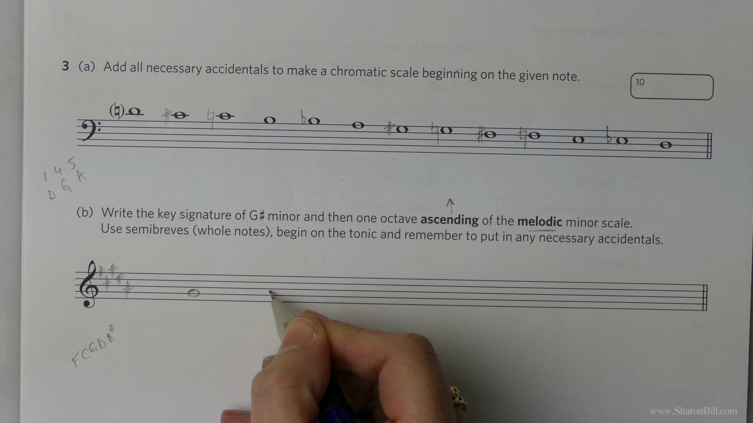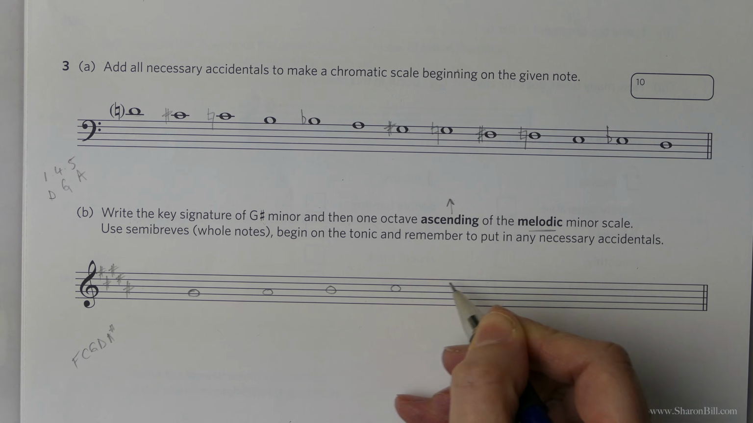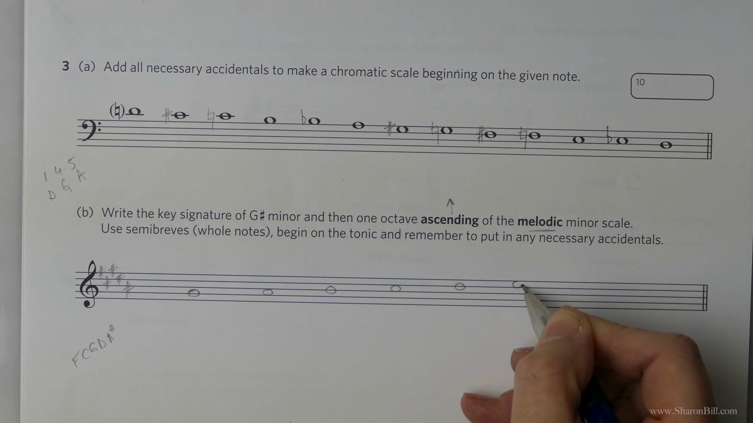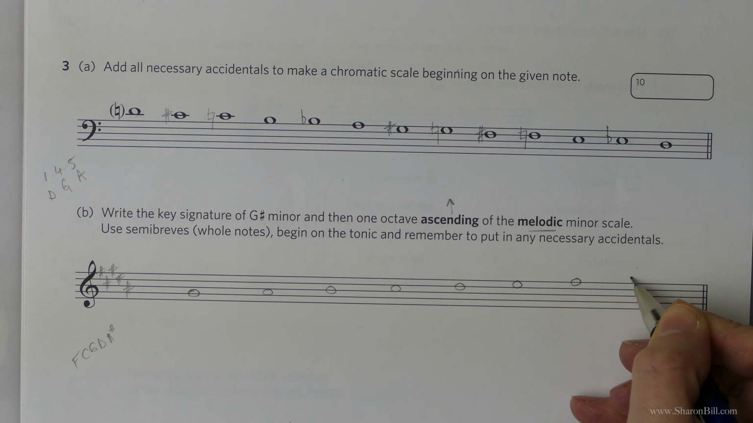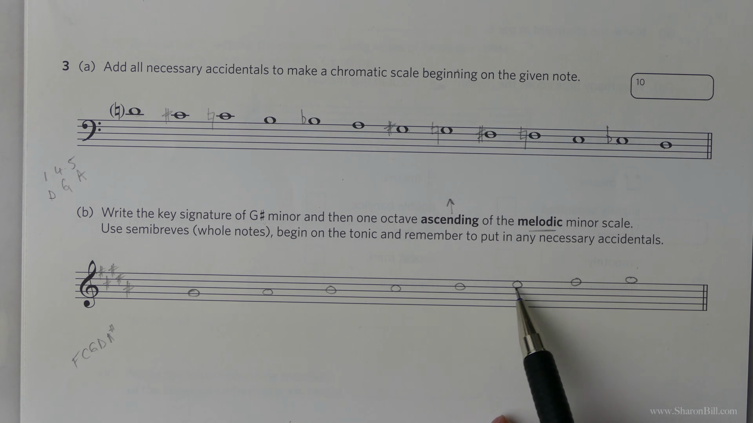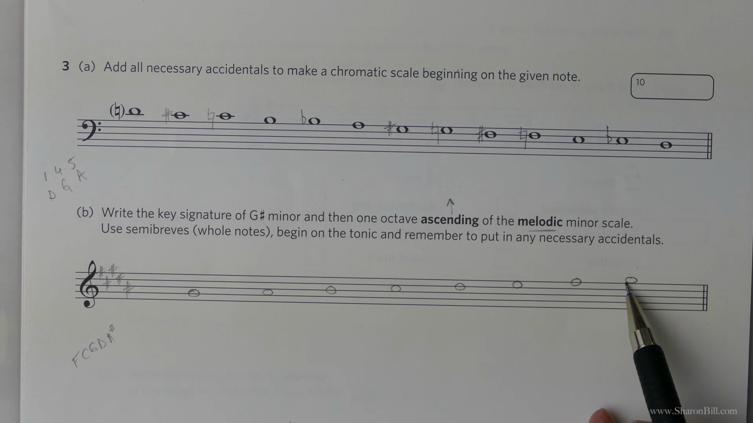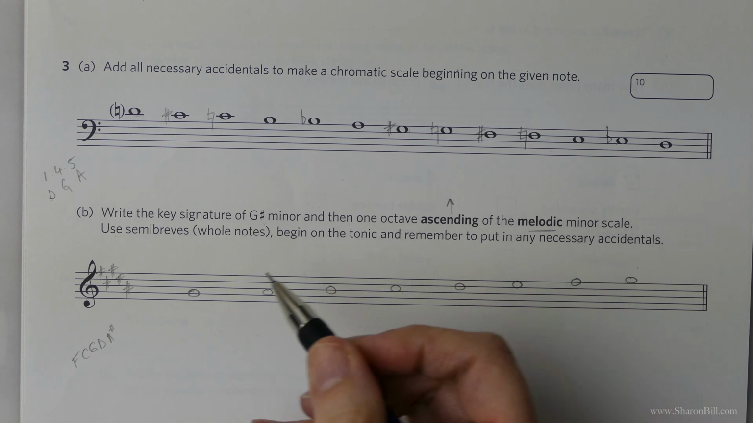Starting on the G, line, space, line, space, line, space, line, space, because scale literally means step. We have to step up the ladder system on the stave. 1, 2, 3, 4, 5, 6, 7, 8. There's an octave, and we've ended again on G sharp.